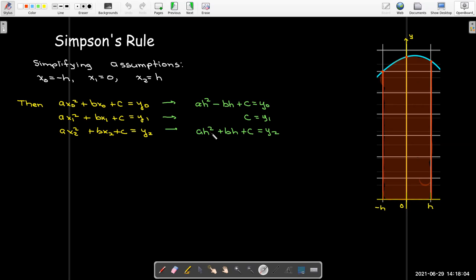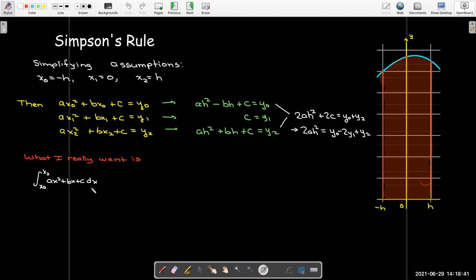So that's slightly simpler. And then if I look at the first and the third equation, if I add those two together, I'll get 2ah squared plus 2c equals y0 plus y2. And that gives us this nice relationship between my y values, or my function values, and the a and h. So ideally, what I'm trying to do is get a formula for the integral of the parabola. I don't really care what a, b, and c are. I just want a formula for that integral, which only contains the h and the y values. So this equation is going to help us do that.